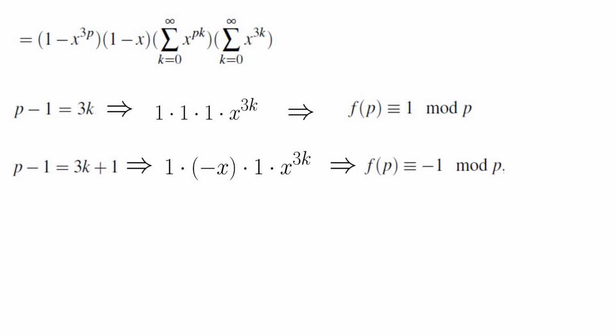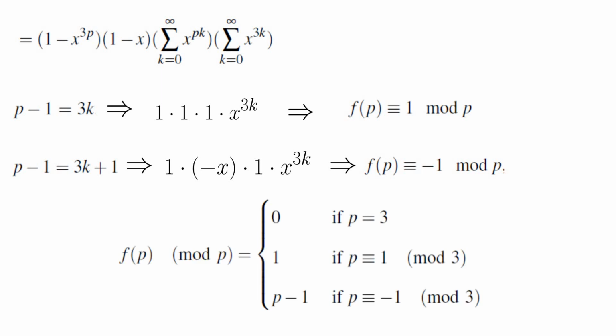And if we summarize all of that with the fact that for p equals 3, f of 3 is 3, which is 0 mod p, that's something that they gave us, we obtain that f of p mod p is 0 when p is 3, 1 when p is 1 mod 3, and minus 1, or p minus 1, when p is negative 1 mod 3.